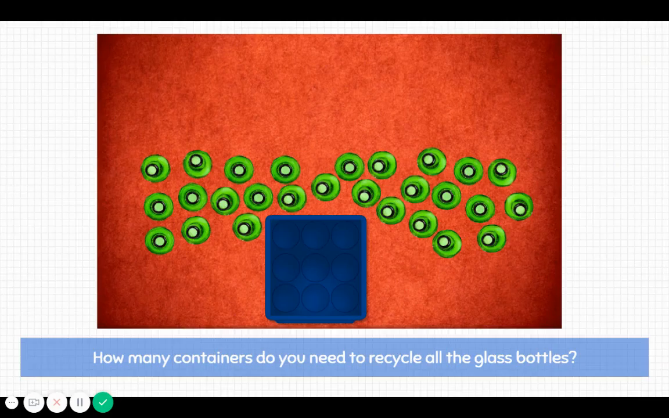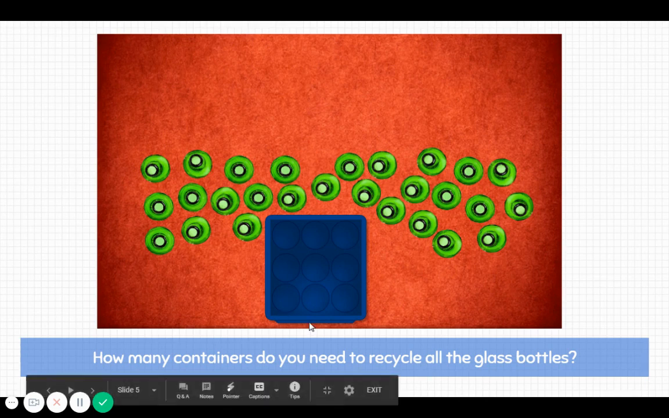Now, moving on to that problem that we started with at the beginning. So we do understand that it's a division problem. How do I know it's a division problem? Well, because I have a total number of bottles. I haven't counted them yet, but I know there's a total. There's not going to be more than that. So that's my total number of green glass bottles that I'm going to recycle and put into containers.